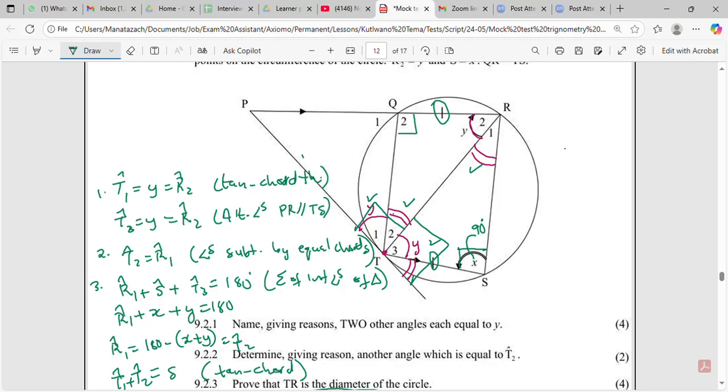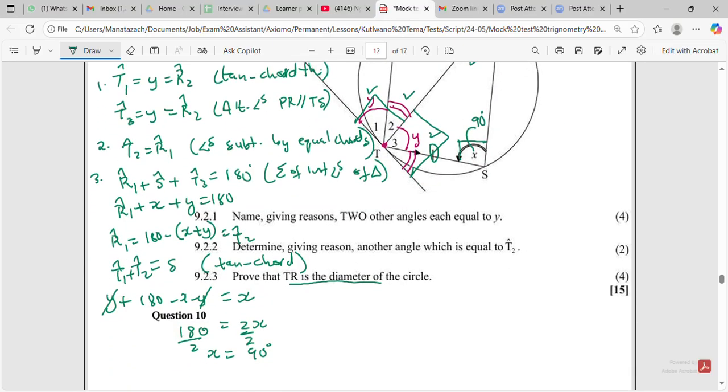Therefore, let's make a proper conclusion. Therefore, TR is a diameter. That is the converse of angle on a semicircle is equal to 90 degrees.